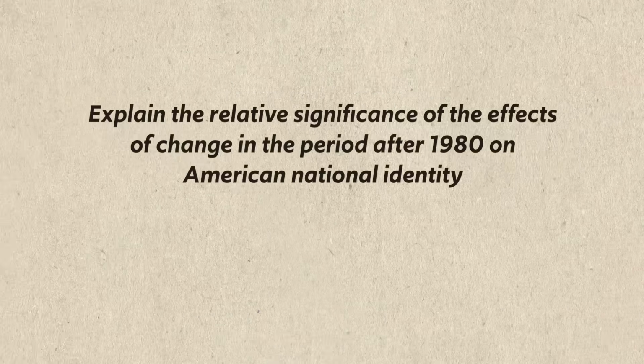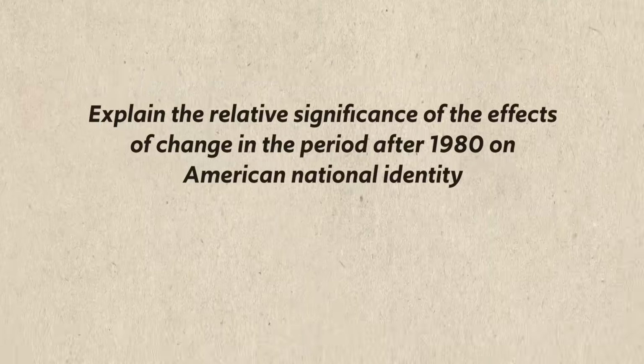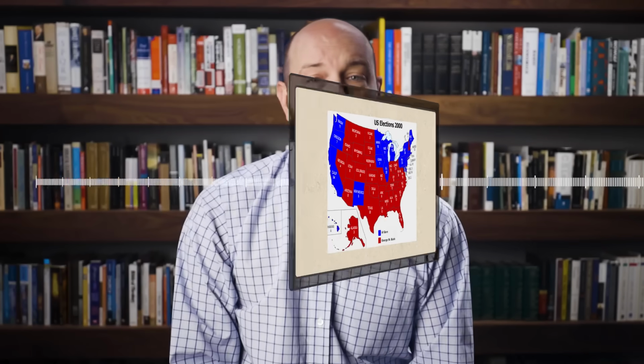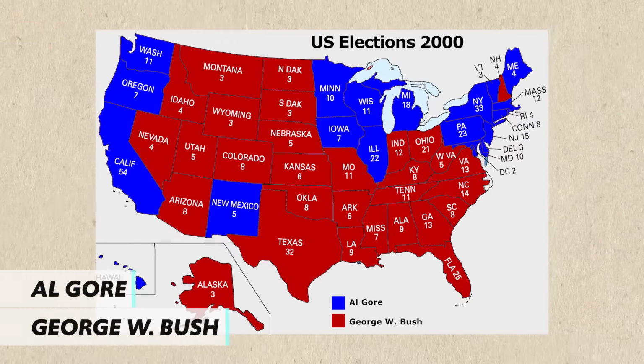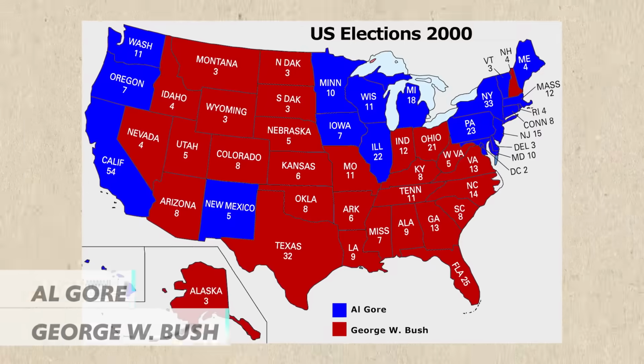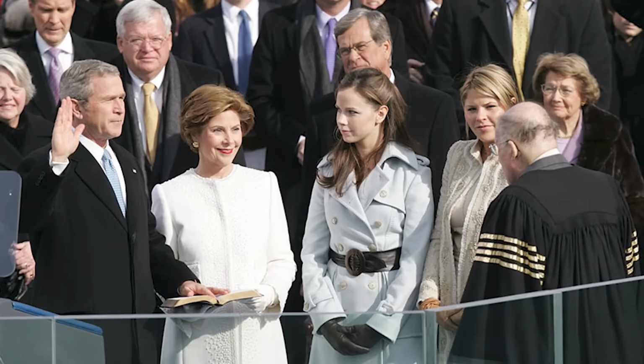So our aim in this video is simple. Explain the relative significance of the effects of change in the period after 1980 on American national identity. So the first major event of 21st century American politics was the disputed election of 2000. Republican George W. Bush ran against Democrat Al Gore, and the outcome of that election was so close that it eventually had to be settled by the Supreme Court. And the settlement went in favor of George Bush, who became the 43rd president of the United States.